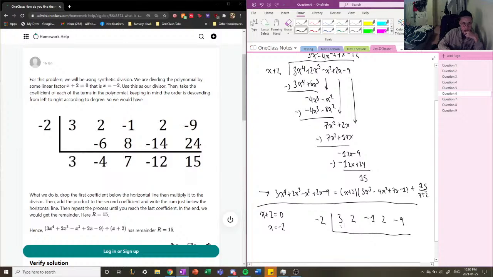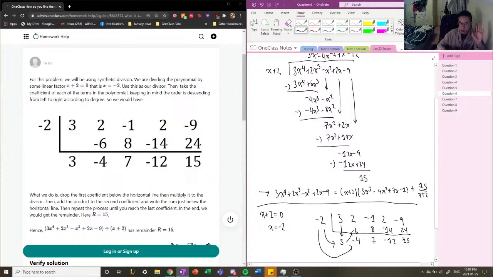If we drag down 3 and multiply it with negative 2, we get negative 6. Now we add 2 to negative 6, which is going to be negative 4. Now we multiply negative 4 by negative 2, and that's going to give us 8. We add these two together, which gives us 7, and so on and so forth. So this is going to be negative 14. And that's going to be negative 12. And this is going to be 24. And this is going to be 15.